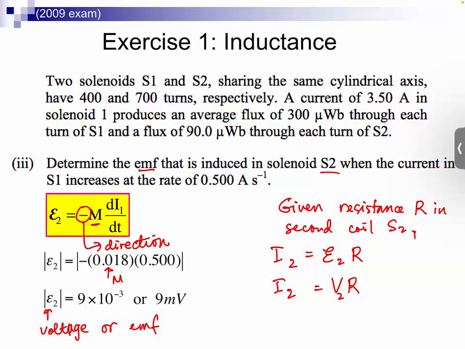So first, what you can calculate is the voltage because of the changing current. And then if you know the resistance in the coil, you will be able to calculate the induced current in that coil using Ohm's law, which I think my Ohm's law here is wrong. So this should be the current is V over R, from V is equal to IR.